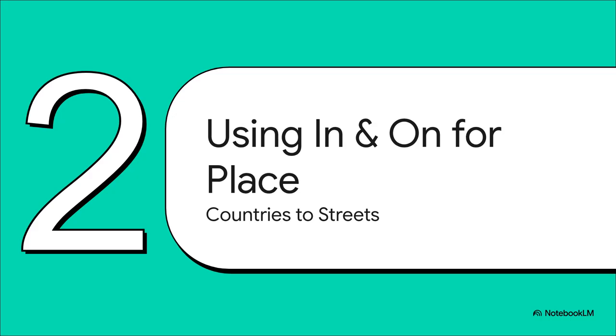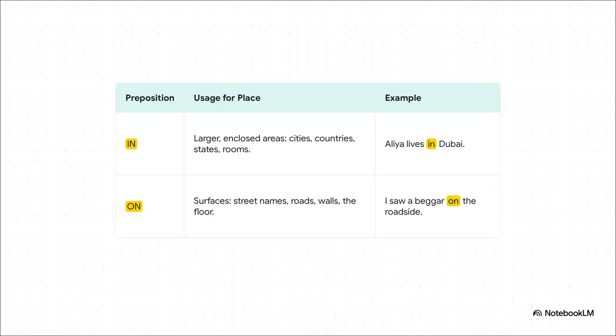Now let's see how this one idea of inside versus surface works when we talk about locations, everything from entire countries right down to individual streets. So when we talk about places, I want you to think about big enclosed areas versus specific surfaces. We use in for these larger areas, like cities or countries. You can think of them as big containers. For instance, Alia lives in Dubai. But we use on for surfaces, like streets or roads.